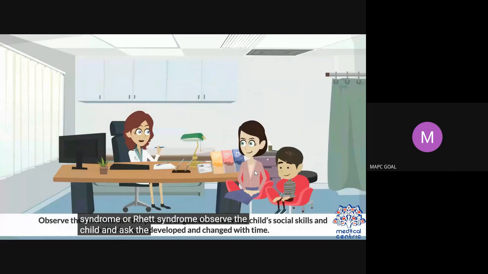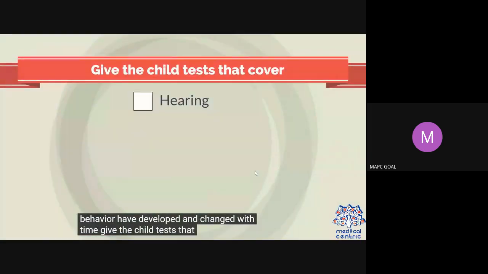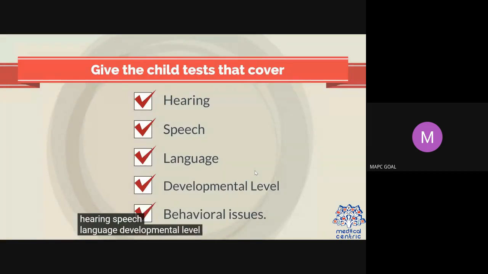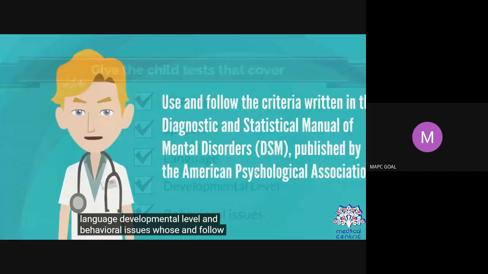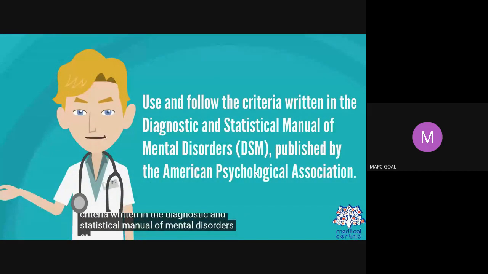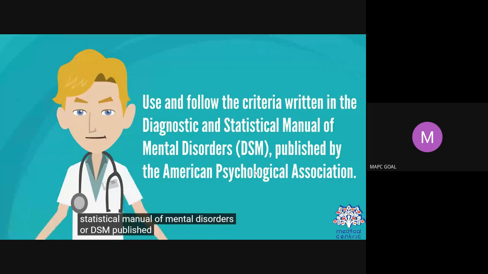Observe the child and ask the parents or guardians how the child's social skills and behavior have developed and changed with time. Give the child tests that cover hearing, speech, language, developmental level, and behavioral issues. Use and follow the criteria written in the Diagnostic and Statistical Manual of Mental Disorders, or DSM, published by the American Psychological Association.